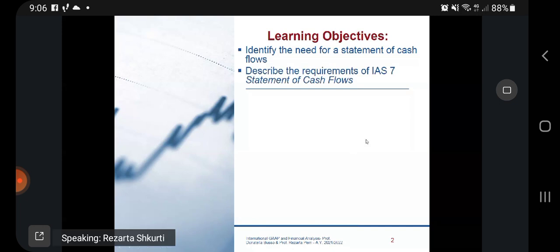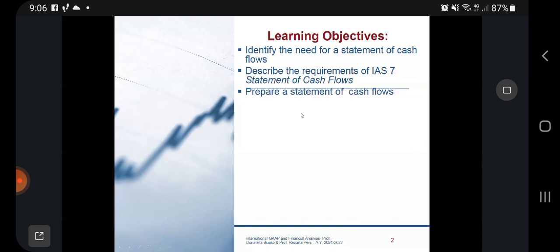Then we will describe the requirements of IAS 7, International Accounting Standard number 7. It is the one that really covers in detail the preparation, disclosure, and paragraphs about the statement of cash flows. Then we will learn how to prepare a statement of cash flows through 2 different methods: the direct method and the indirect method.